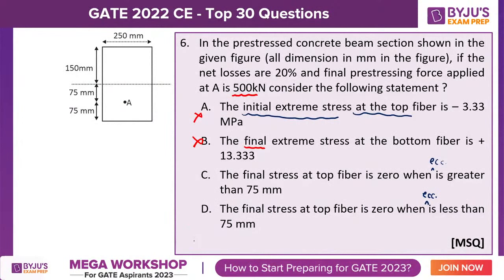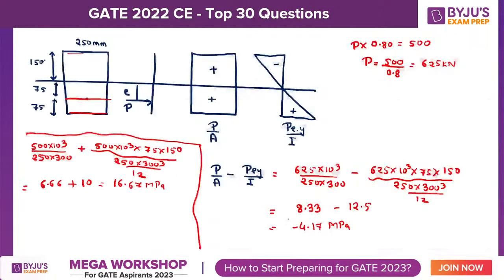Okay. Now the question is, what about these two answers? As per this particular statement, the final stress at the top fiber is 0 when e is greater than 75 and when e is less than 75, then it is 0. Okay, so just check it out. Can I say that P dash, which is 500 divided by area, minus P dash e y by I is equal to 0? Okay. Now you can check it out, guys.